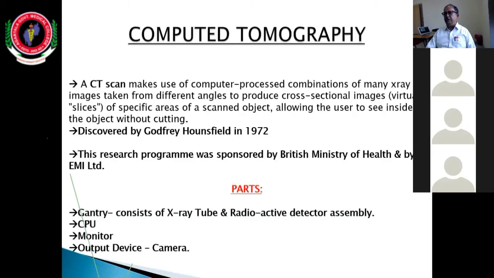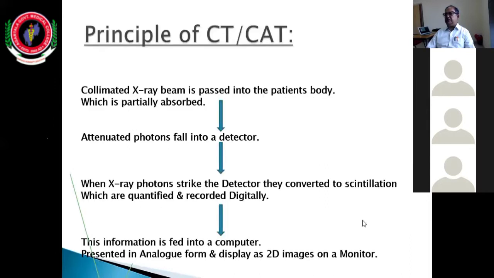Now come to computed tomography. Computed tomography is also called CAT scan, computed axial tomography. It was discovered by Godfrey Hounsfield in 1972. And this machine has four important parts. One is the gantry. The gantry consists of the X-ray tube and detector assembly.